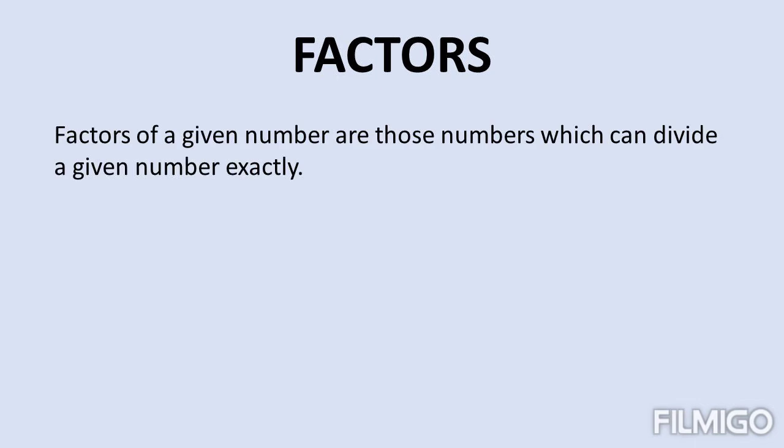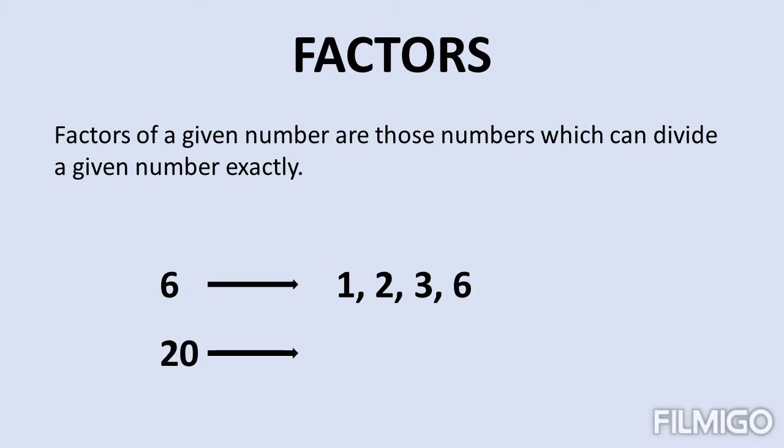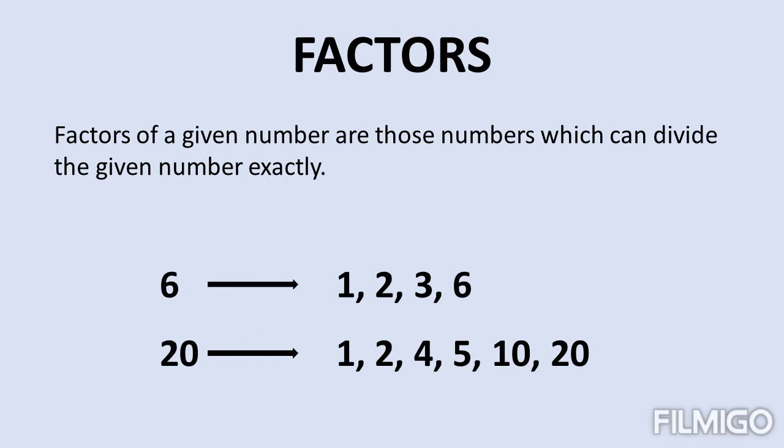Now, factors of a given number are those numbers which can divide a given number exactly. This sounds very complicated. Now, let's take an example. Let's take the given number to be 6. Now, what are the factors of 6? 1, 2, 3 and 6 are the factors of 6. In other words, 1, 2, 3 and 6 can divide the given number 6 exactly. Similarly, if you have been given the number 20, the factors of 20 will be 1, 2, 4, 5, 10 and 20. These are the numbers which can divide 20 exactly.